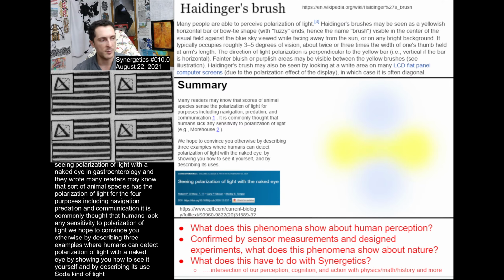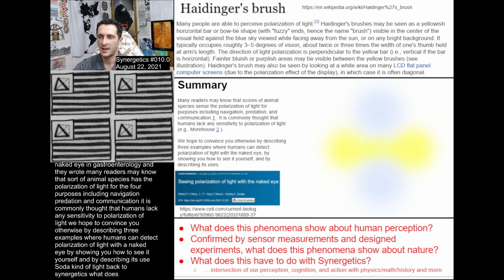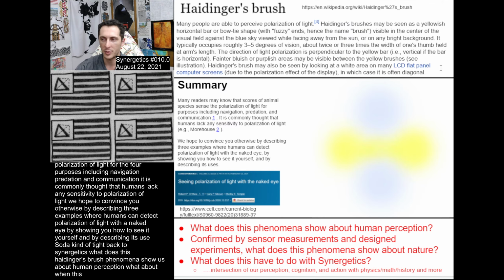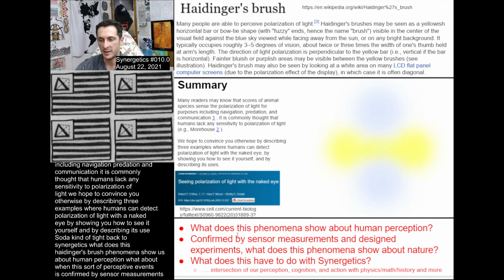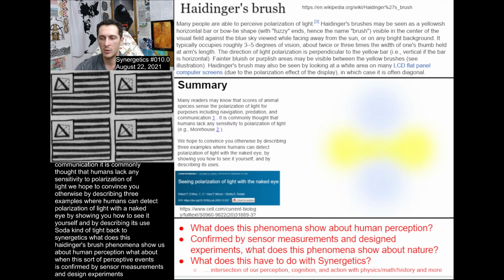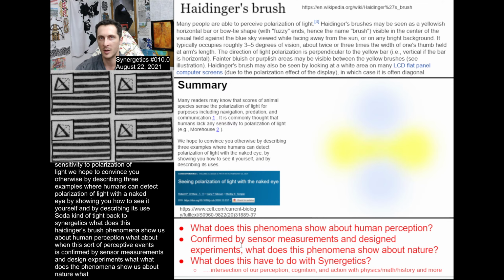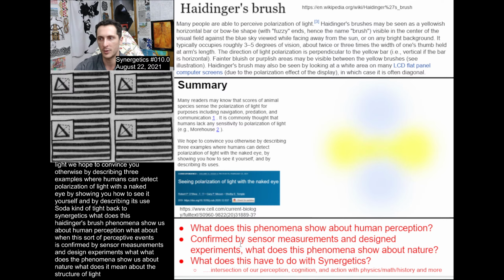So to kind of tie it back to synergetics, what does this Heidinger's brush phenomenon show us about human perception? What about when this sort of perceptive event is confirmed by sensor measurements and designed experiments? What does the phenomenon show us about nature? What does it mean about the structure of light that it has polarization?